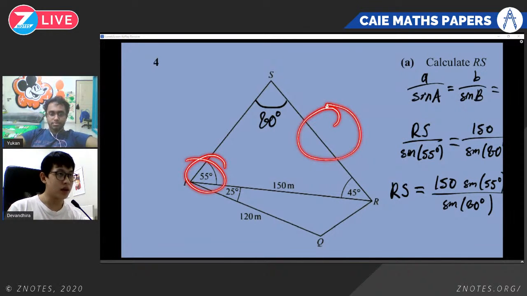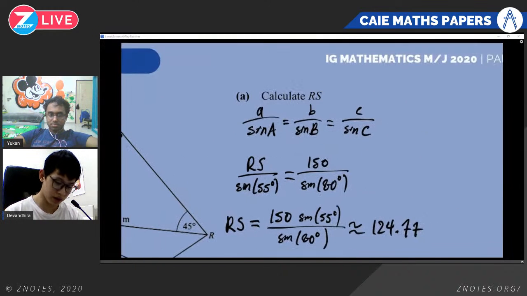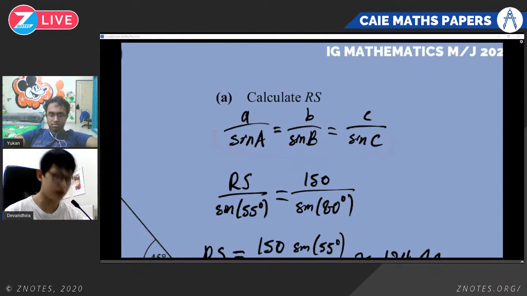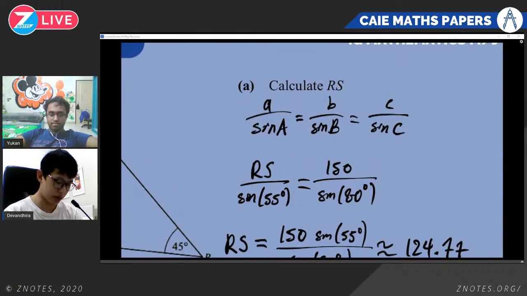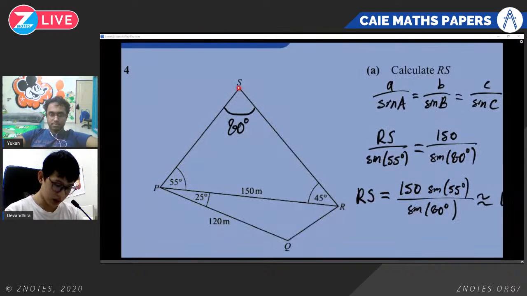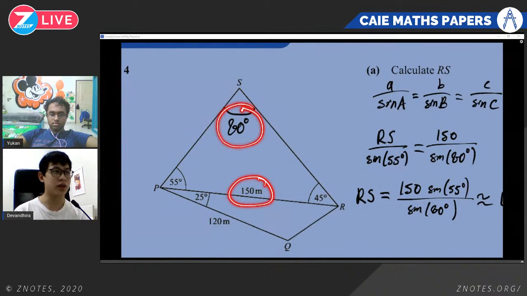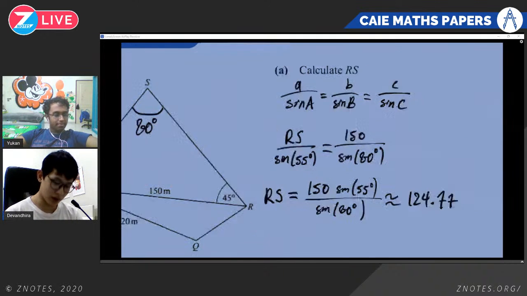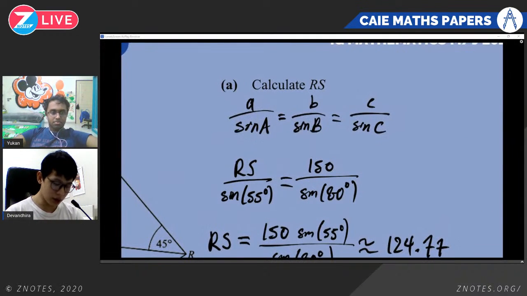So we have the sine rule here. The sine rule states that these ratios are equal: a over sine A is the same as b over sine B. That basically means that this side divided by the sine of 55 degrees is the same as 150 divided by the sine of 80 degrees. Usually in textbooks they give 3 of these, but you just have to take 2 of them.